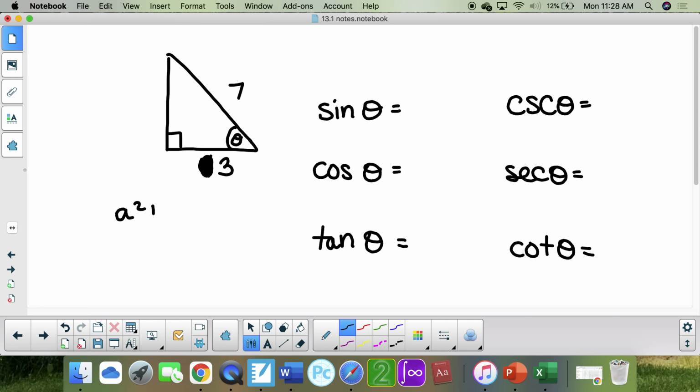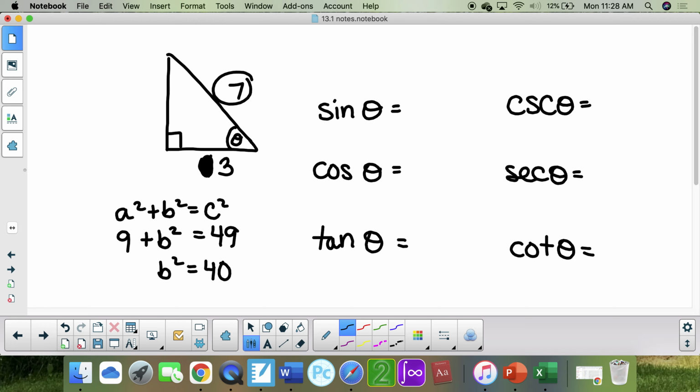A squared plus B squared equals C squared will help us find the missing side. We are given the hypotenuse, and that'll give you 49. We're given one of the sides, 9. So B squared is going to equal 40 because I subtract 9, then square root. This is made up of 2, 2, and 10, which is the same thing as 2 root 10, which is going to go right here, and that is in the reduced form. Remember that 10 is made up of a 2 and a 5. There's not a double of anything. So you have to reduce it to 2 root 10.